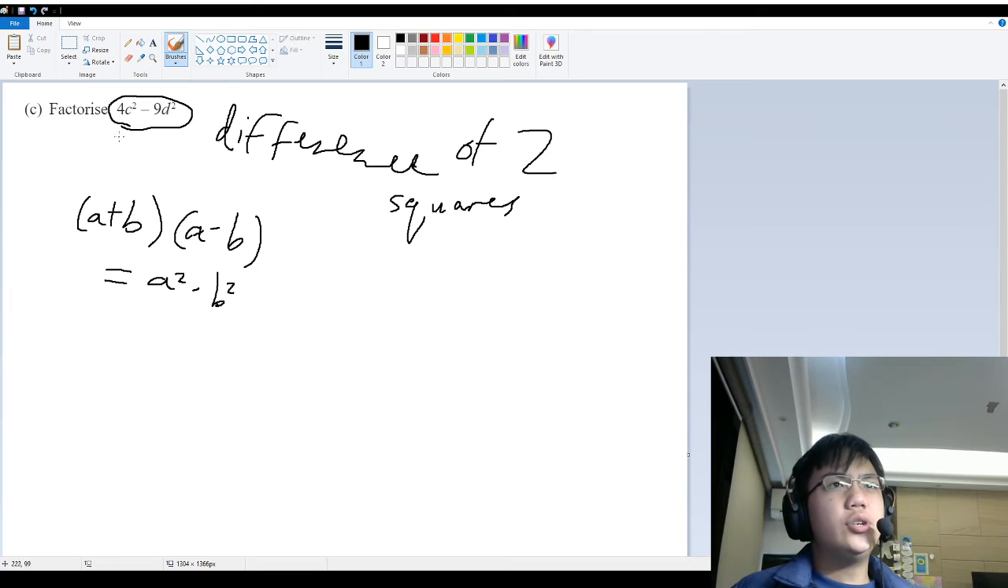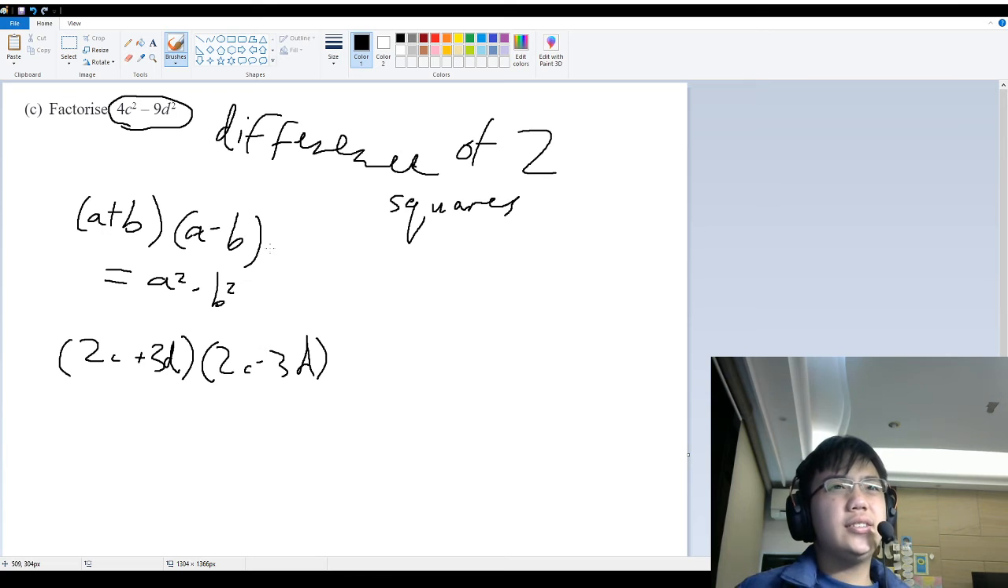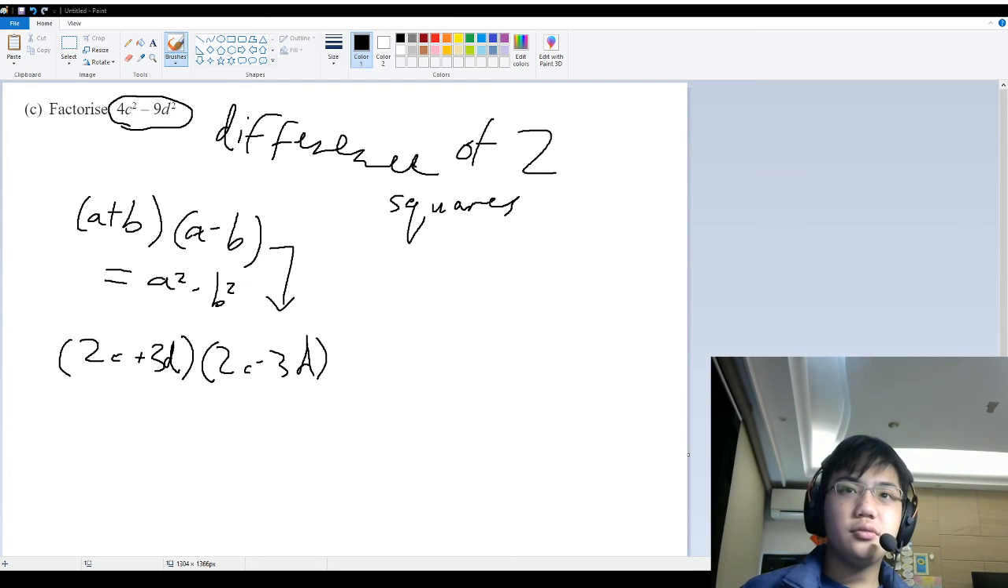So 4c squared minus 9d squared would factorize into (2c plus 3d)(2c minus 3d). So we're using this principle here, where we get the square roots of each of these terms and substitute them with a and b. So far so good.